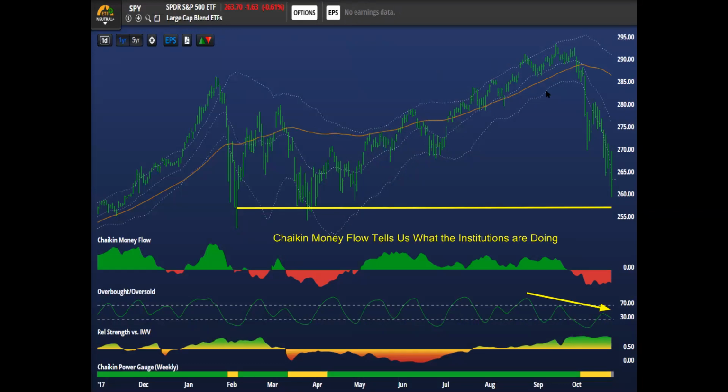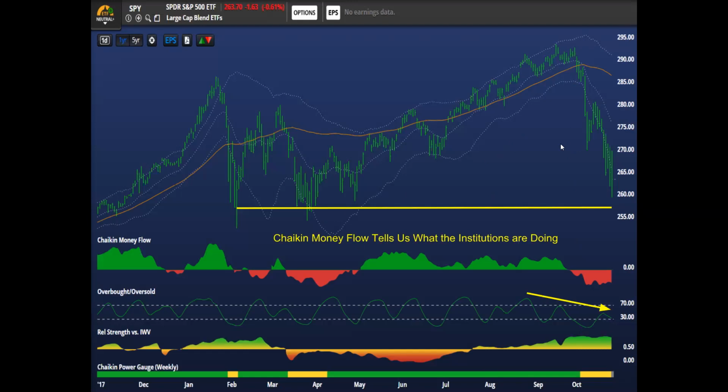And really what's interesting to me is we use Chaikin Money Flow to tell us what institutional investors are doing. And you can see that the institutional investors really started using this recent strength in the market as an opportunity to unload some of their positions. And throughout that time, momentum has been getting progressively weaker.